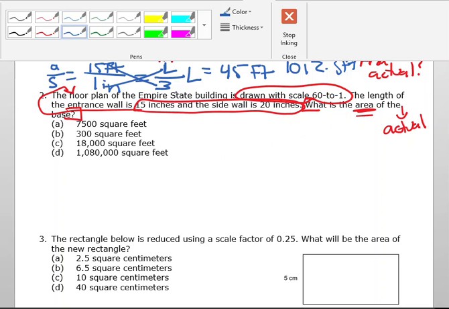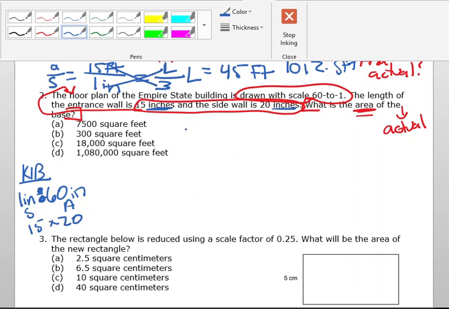My scale here, 60 to 1. So I'm working with inches. So my KIB over here is going to say that 1 inch is equal to 60 inches. It's 1 inch to 60 inches. I'm going to draw that like a ratio instead. So this is my scale and this is my actual. All right. And then I have my drawing here is 15 by 20.